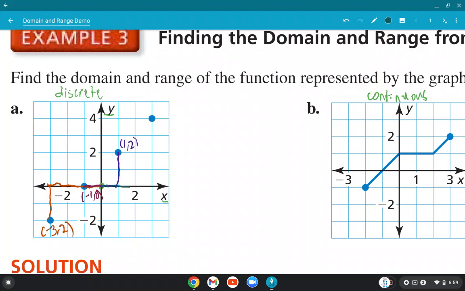Now, again, starting from the origin, I went right 3 times, and then I went up 4 times. So I have 3, 4.